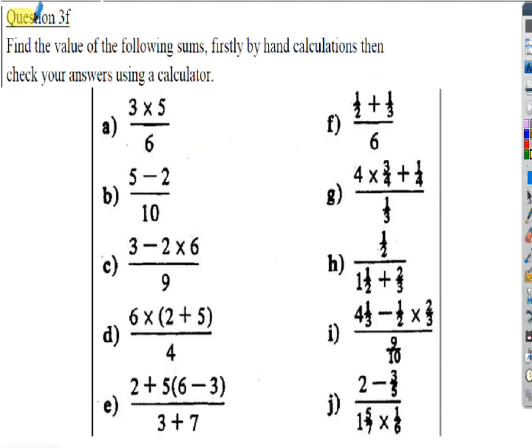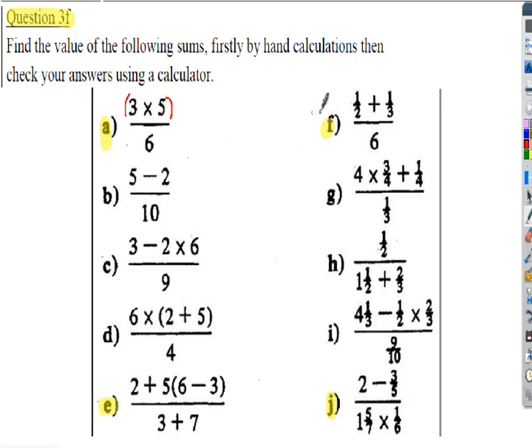And finally, question 3F for you to attempt. Hopefully questions A to E will be reasonably okay for you to solve. They're very similar type problems we've looked at already. But questions F through to J have fractions within them, and that causes slight complications. There is a separate presentation on the solution of fractions if you want to review that, and also fractions with the use of BODMAS.